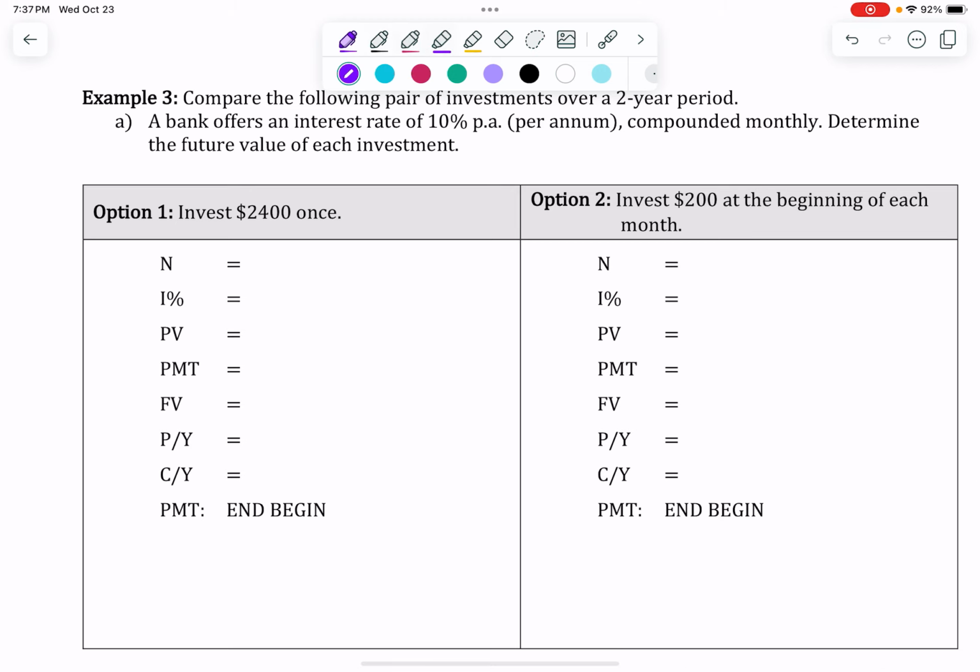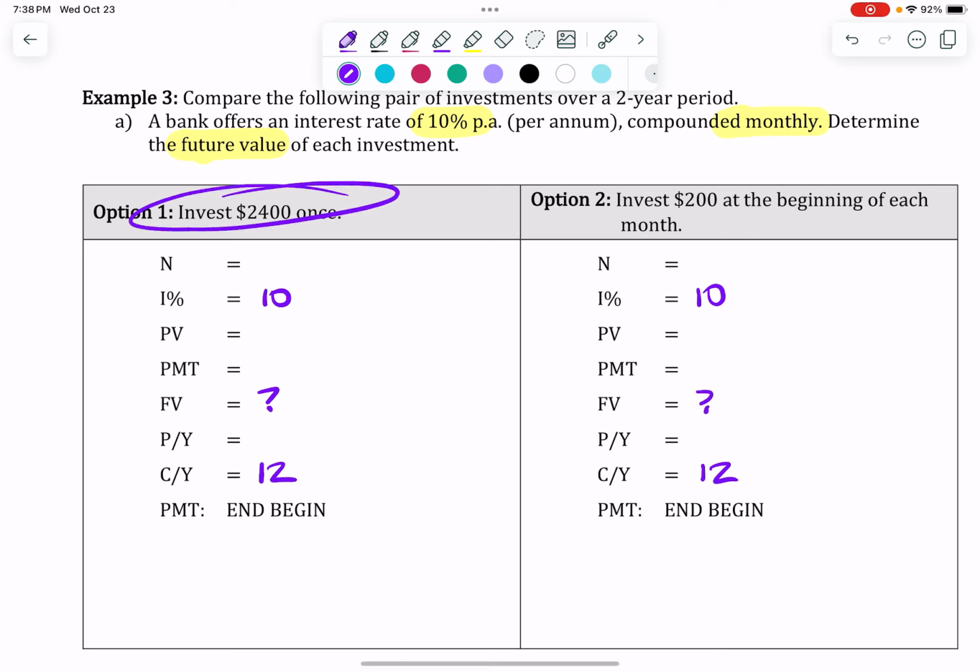So, a couple of things here. 10% compounded monthly. I want to find the future value. This is for both of the questions, option 1 and 2. So 10% compounded monthly, and I'm looking for the future value.